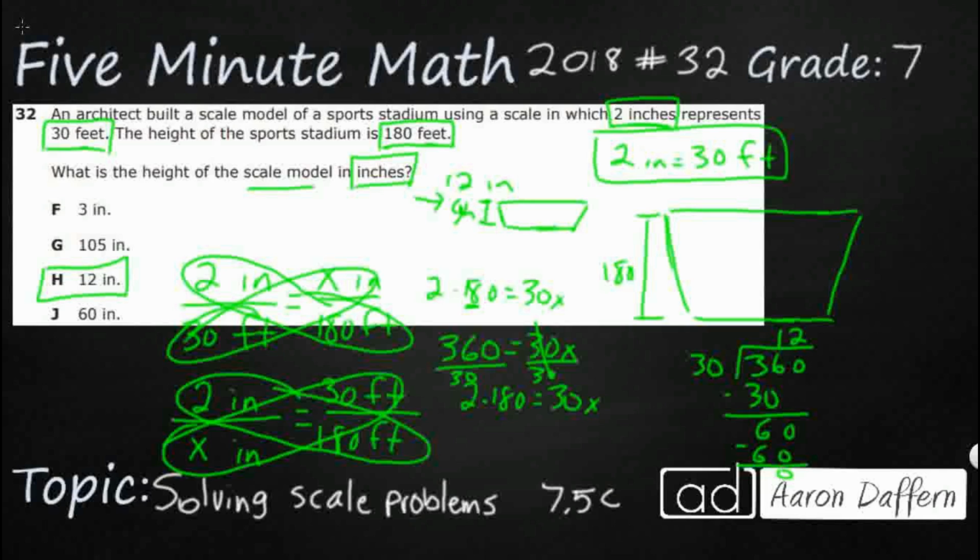These other ones are, well, this G, I mean, that's just silly. These are way too large. They don't really make sense. F could make sense, but it's a little bit too small, so we'll go with H.